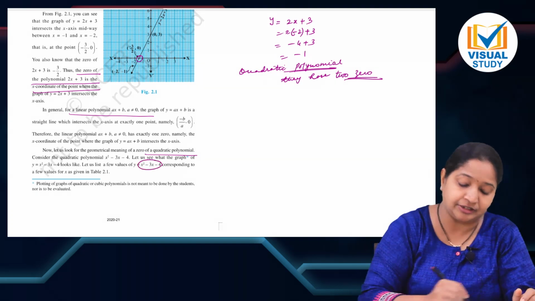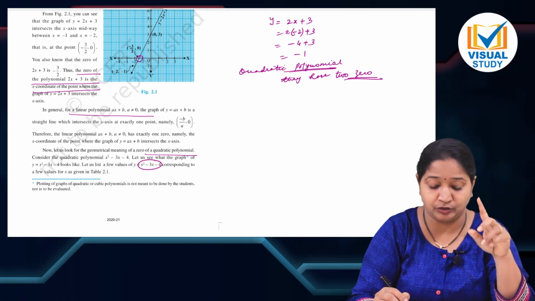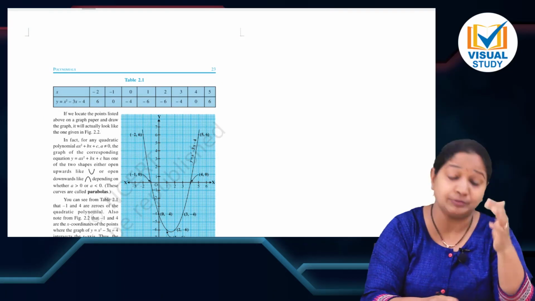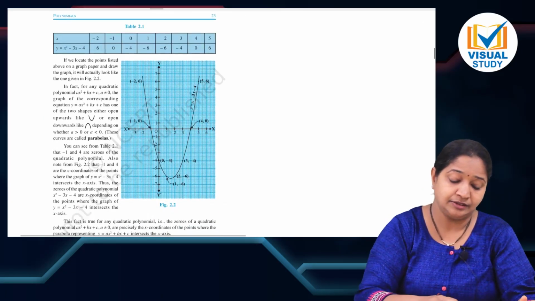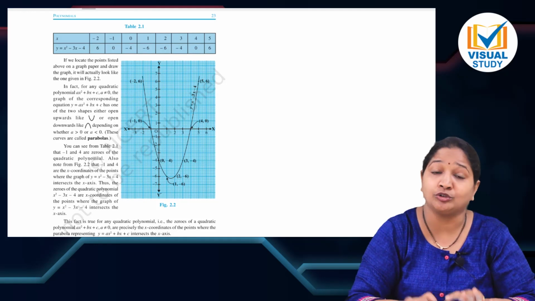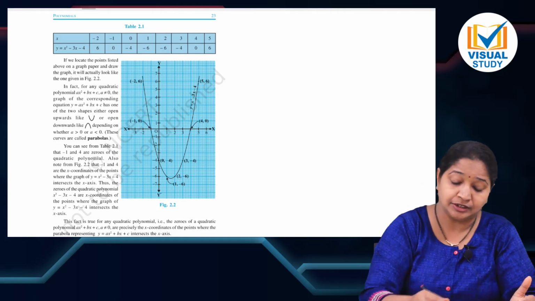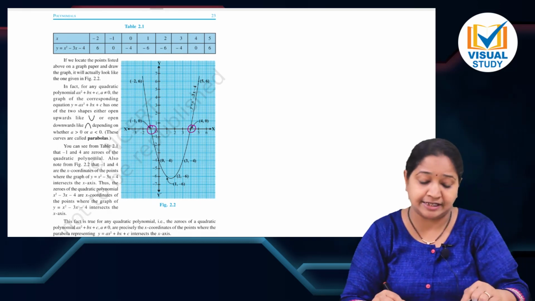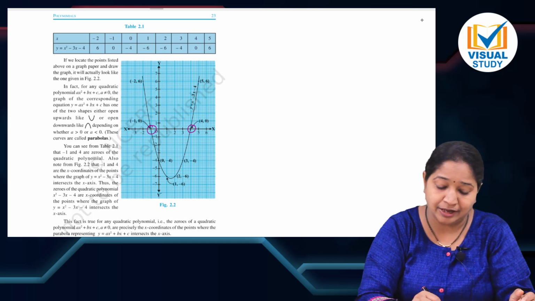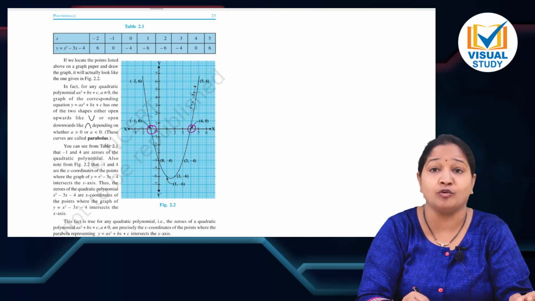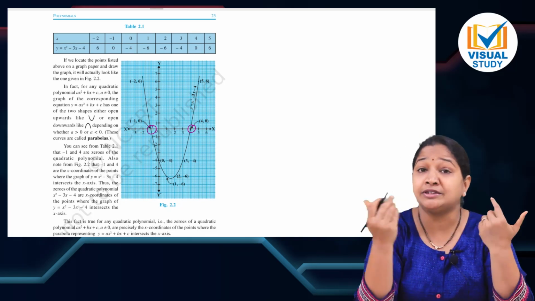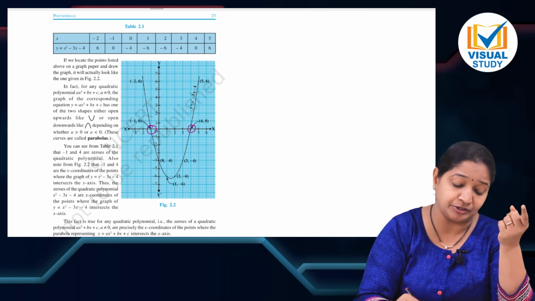They have taken one example, that is y is equal to x square minus 3x plus 4. They have taken this many values and put it on the graph. Now from the graph, what you see is that it intersects the x-axis at the points minus 1 and 4. And as it intersects on the x-axis, that means your y is 0.